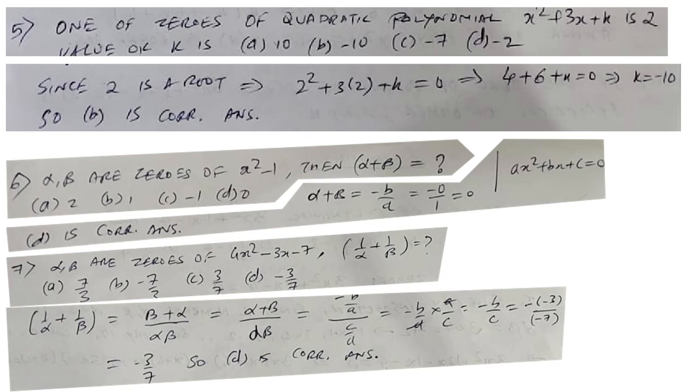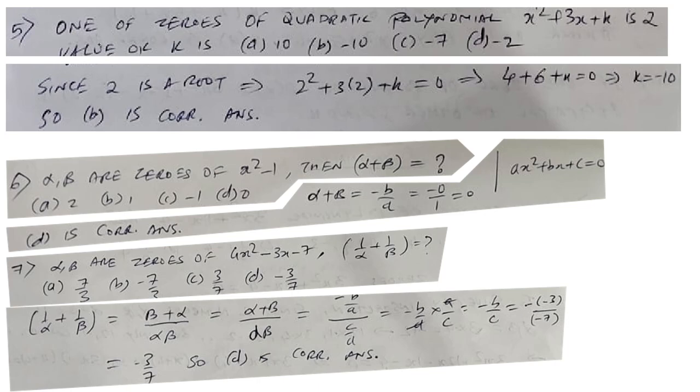Now, what is alpha plus beta? The sum of the roots. That we know as minus b by a. What is alpha beta? That is the product of the roots. That we know as c by a. Okay, so we get minus b by a divided by c by a. So minus b by a multiplied by a by c, because of the division, it will get inverted. A will cancel. The answer will be minus b by c.